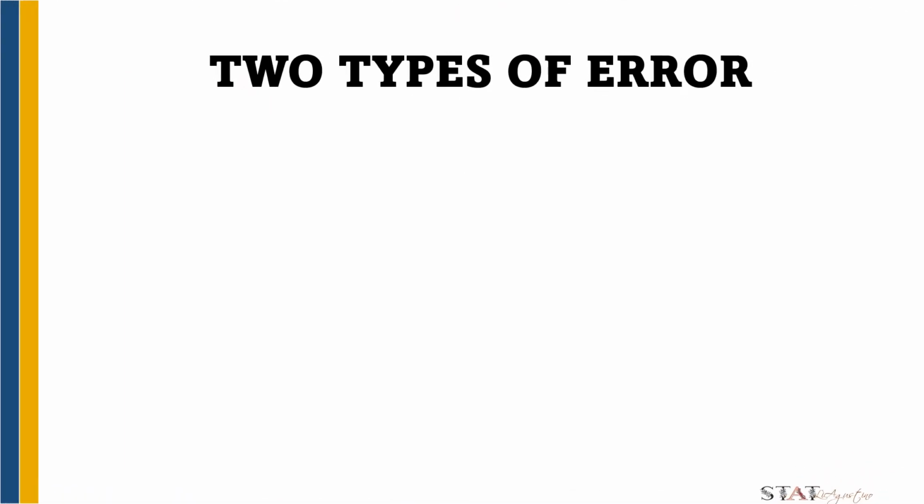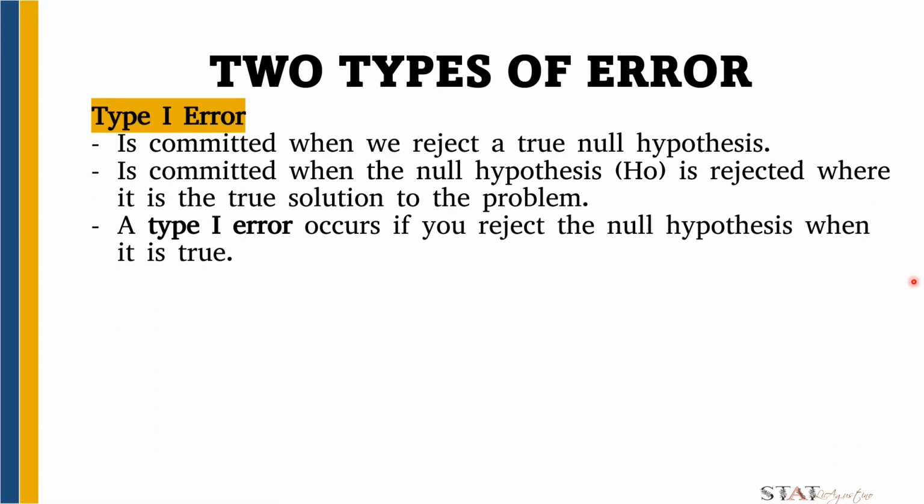What are these two types of error? The first type of error committed is the type 1 error. When I say a type 1 error, it is committed when we reject a true null hypothesis. Supposed to be the null hypothesis that there is no difference, it is true in reality, but in our test, we reject it. So you've committed a type 1 error.